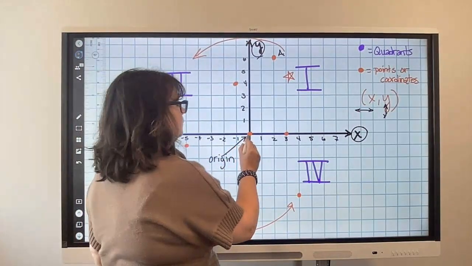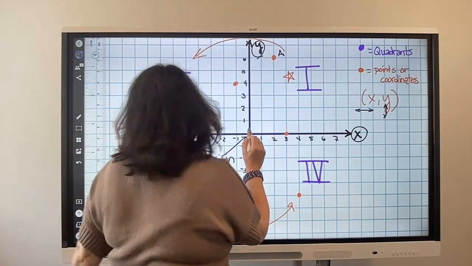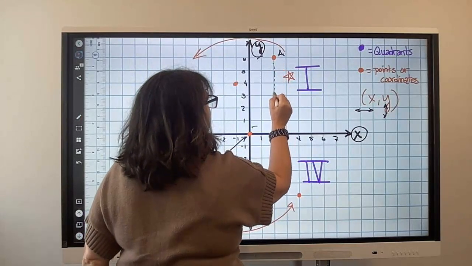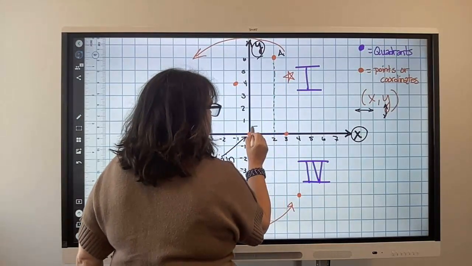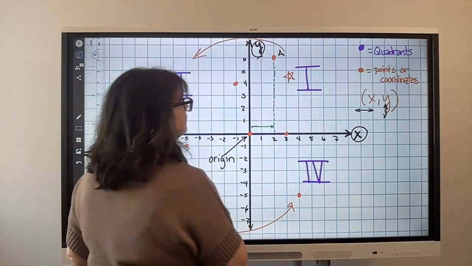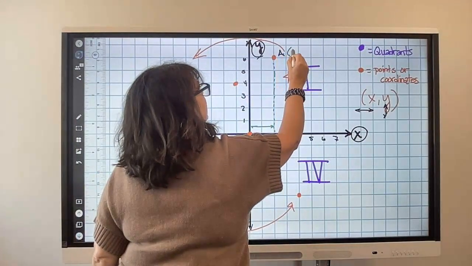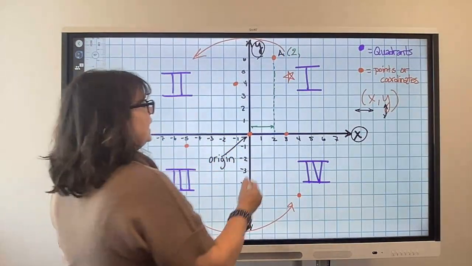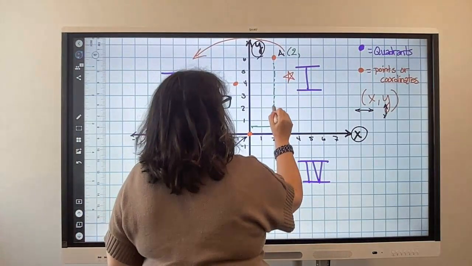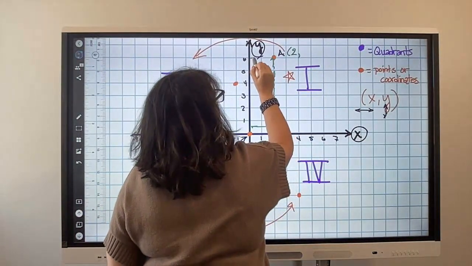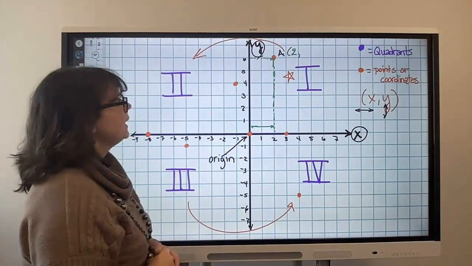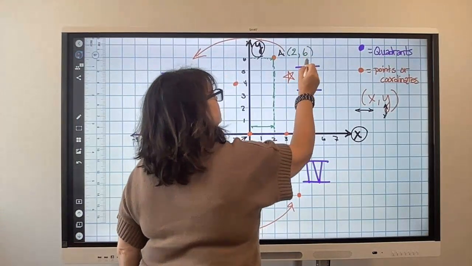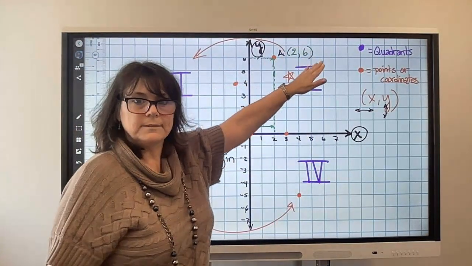So we're going to start here, and notice our x value. That means we're going to move in this direction since our point is right here. So notice I'm going to move 2 spaces to the right. So my first x value would be a positive 2 because I'm going to the right from the origin. And then my y value means how many spaces upward did I go? Notice if I take it and look at the y-axis, I've gone up 6 spaces. So my coordinate for this point A is 2 comma 6.